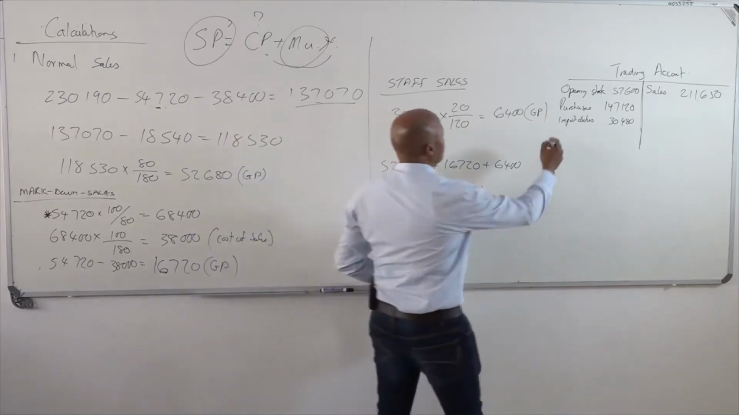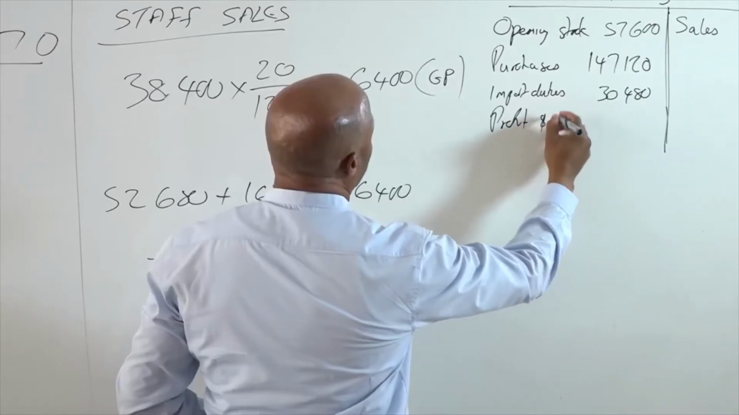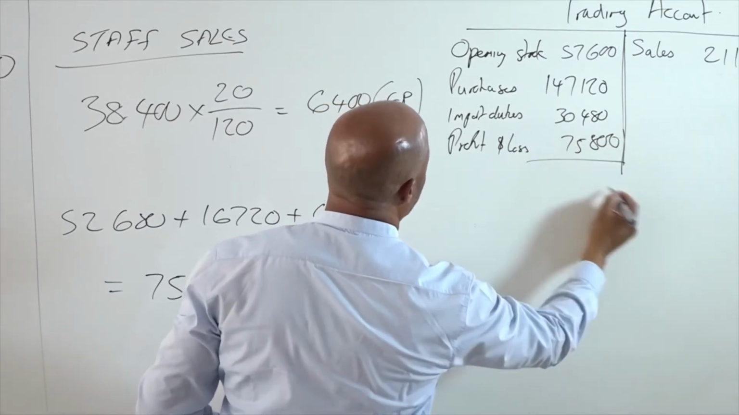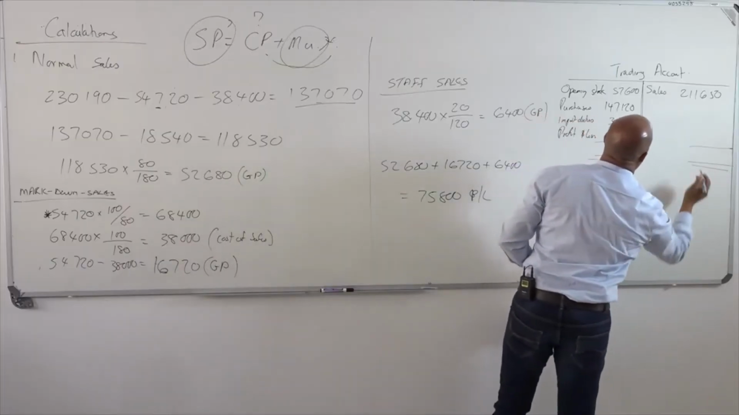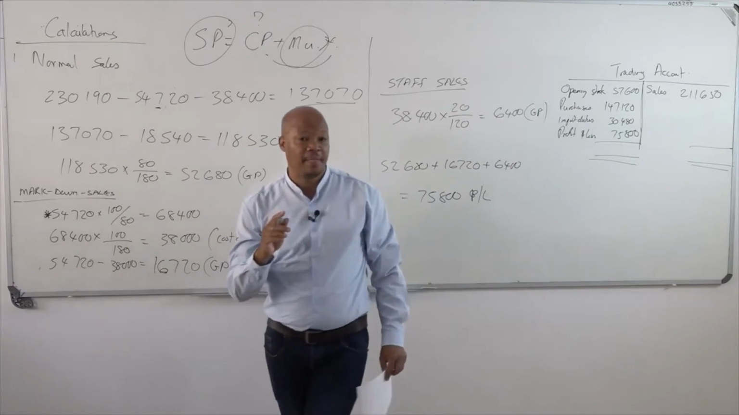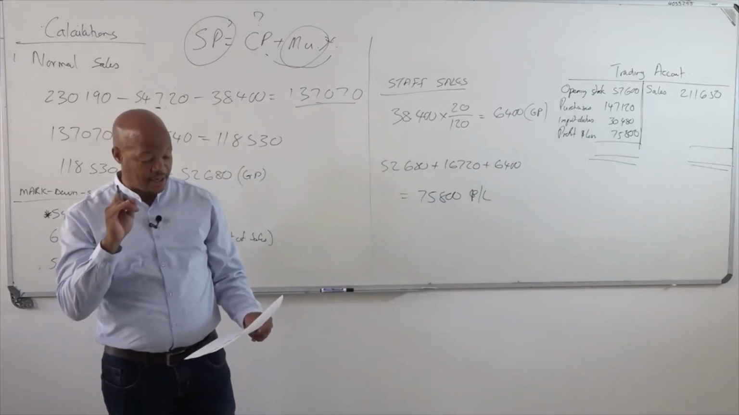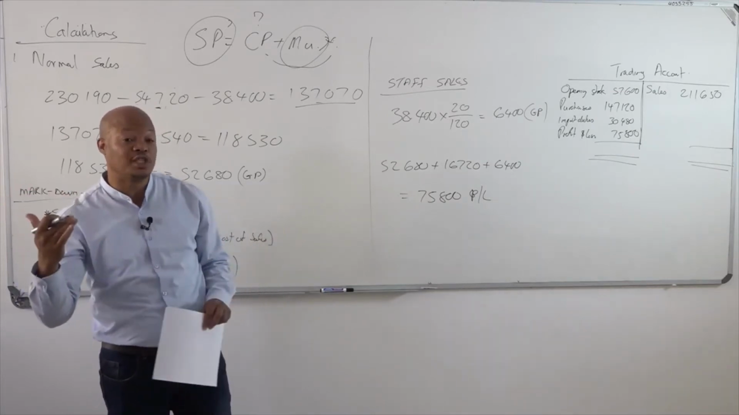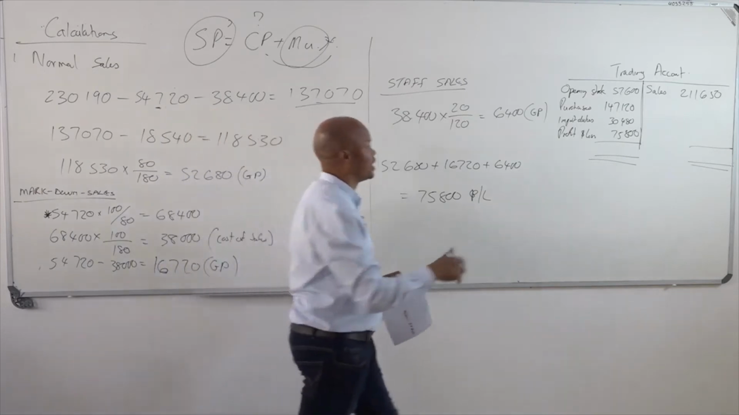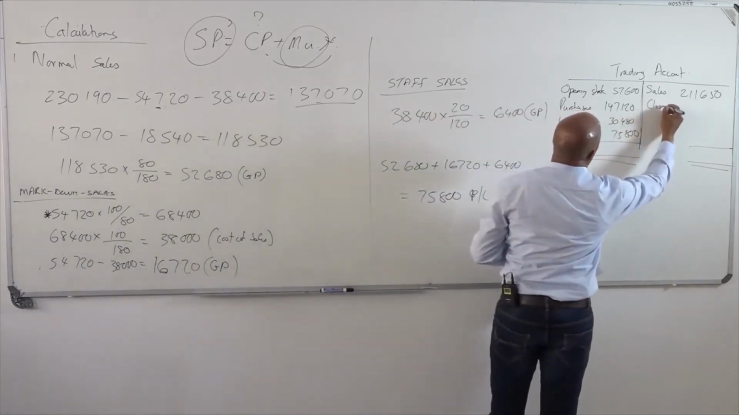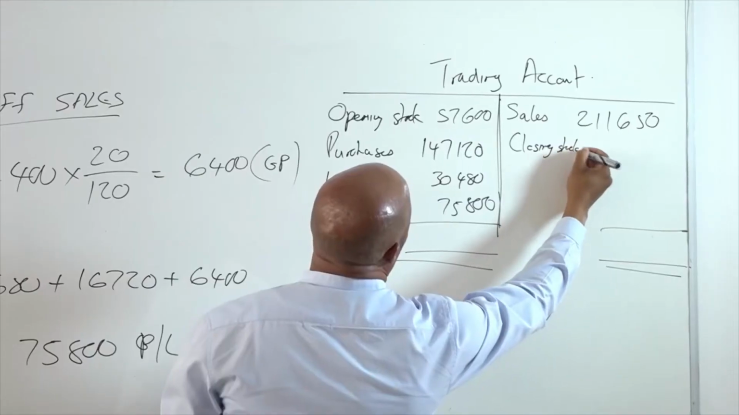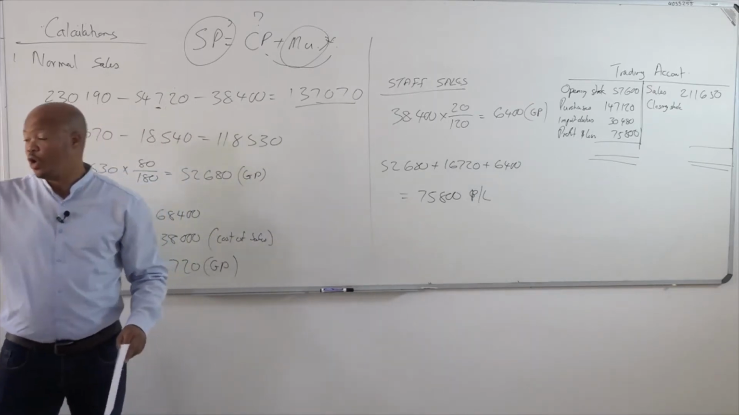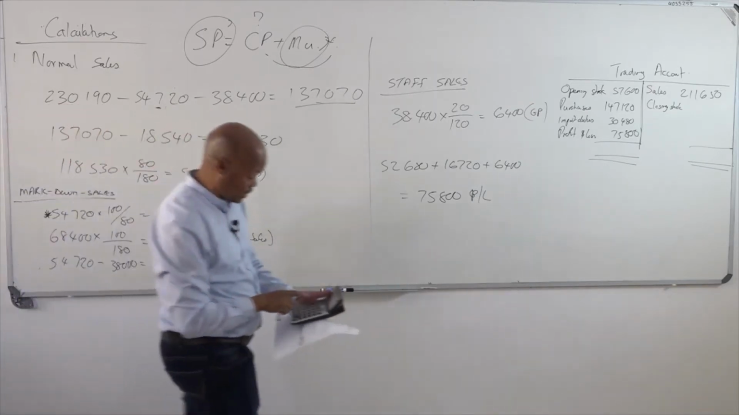Profit and loss of 75,800. Now, what we do not have, remember, the entire inventory was stolen, so you could not determine the value of the closing stock at that point in time. This is what you need to figure out now. So your closing stock, you're just going to balance out that account, and that's going to give you the indication of the closing stock. Let's do that together.